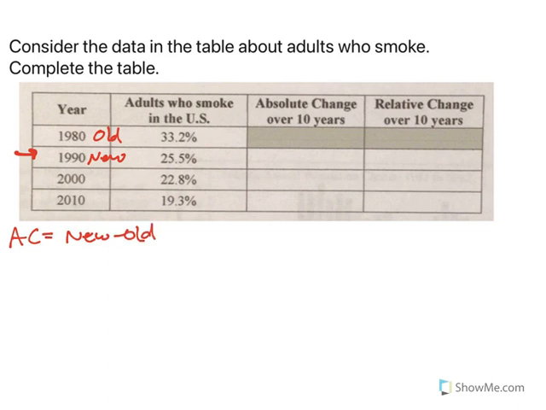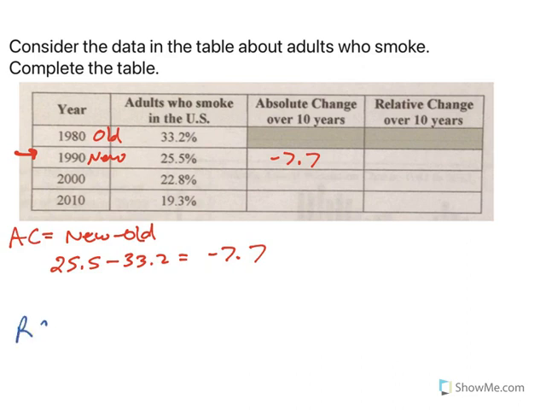I don't care what words you use here. 25.5 minus 33.2, we end up with an absolute change of negative 7.7. From 1980 to 1990, the percentage of adults who smoke decreased 7.7 percentage points.